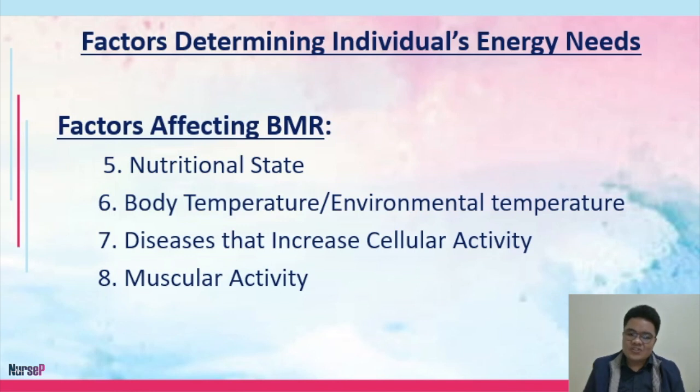However, if it is the first days of starvation, there is a tendency for a higher basal metabolic rate. So if you have a patient who became malnourished because of starvation, on the first days of starvation, the basal metabolic rate tends to be increased, in the attempt of the body to provide the energy needed by the cells. Now, body temperature and environmental temperature. Higher body temperature or higher environmental temperature also tends to increase the basal metabolic rate. Diseases that increase cellular activity would also lead to an increased basal metabolic rate. Increase in muscular activity would also lead to an increase in your basal metabolic rate.